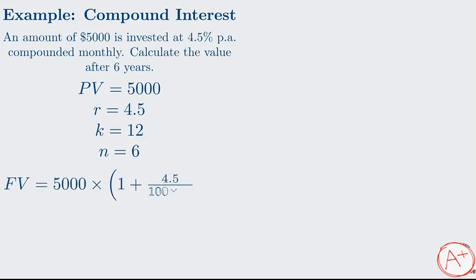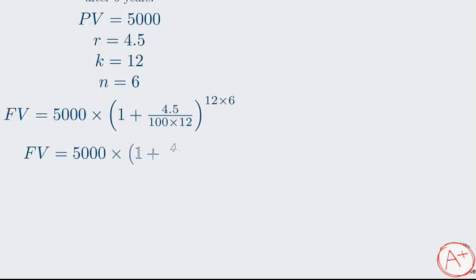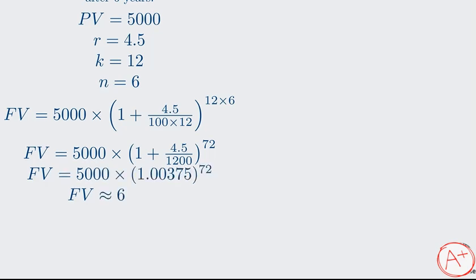Plugging these into our formula, notice that the exponent is 72, which represents the total number of compounding periods over 6 years. We simplify the bracket to find our common ratio of 1.00375. After 72 months, the investment grows to approximately $6,546.52. Always ensure you round financial answers to 2 decimal places unless stated otherwise.